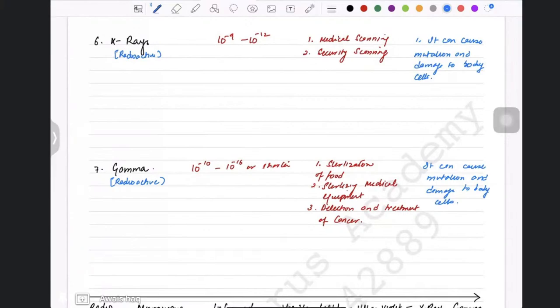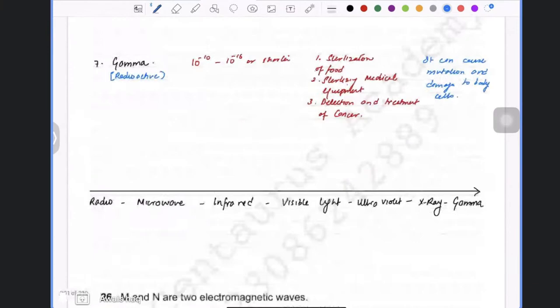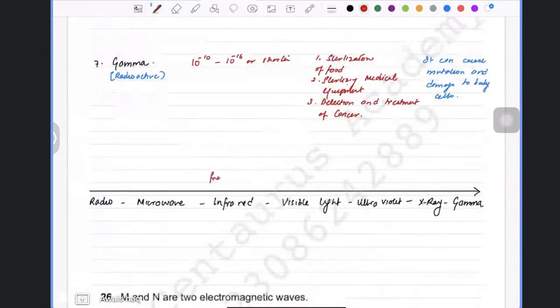It's clear, sir. Okay. So what you guys need to remember is that when you're going from radio to gamma, the frequency increases and wavelength reduces. Unfortunately, you need to remember the wavelengths that I've mentioned, and with that you can always find frequency using v equals f lambda.